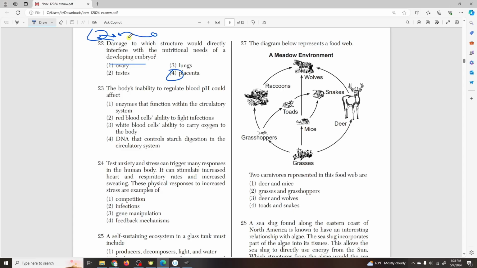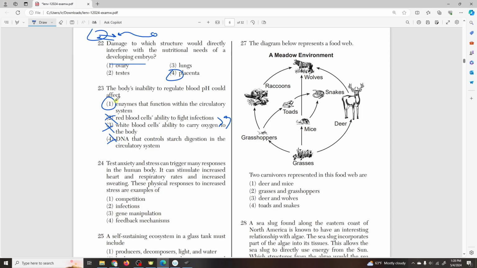Number 23 says the body's inability to regulate blood pH could affect what? 1, the enzymes that function within the circulatory system. 2, the red blood cells' ability to fight infection. This is false because red blood cells don't fight infections. 3, white blood cells' ability to carry oxygen. This is also false. These two are mixed up, right? They should be the other way around. White blood cells fight infections. Red blood cells carry oxygen. 4, it could affect DNA that controls starch digestion in the circulatory system. Maybe, but number 1 is a better answer, right?